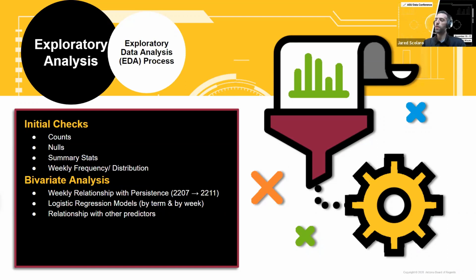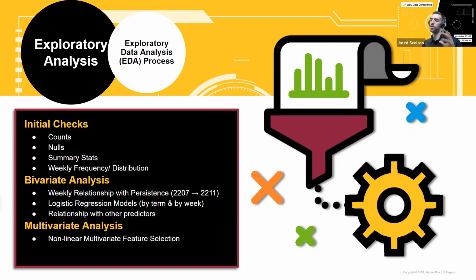We look at the relationship with other predictors. Is there a risk of multicollinearity? Is there a high correlation? Sometimes we might have a predictor that seems like a really good predictor, but when we include it with something else, it's redundant, or we don't need both of them. And then multivariate analysis, and this is something that my colleague Hamid does more so, where he uses nonlinear multivariate feature selection to compare, again, in the context of the whole model, is this a valuable addition?